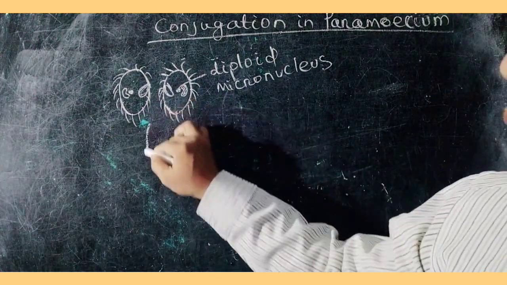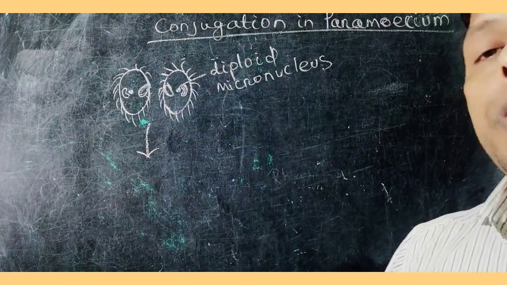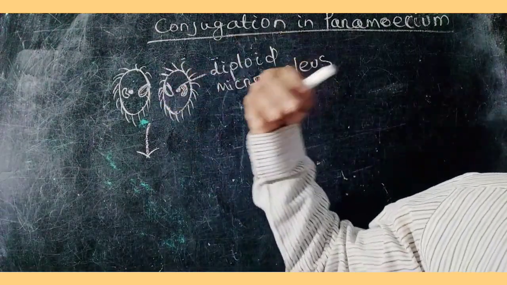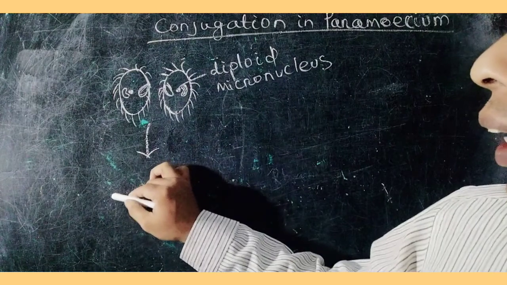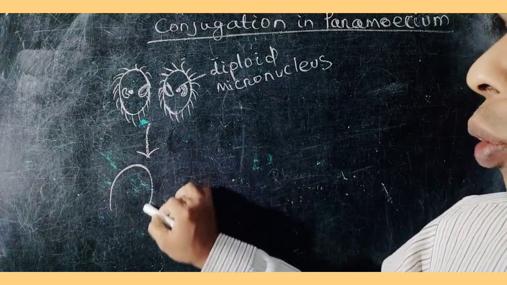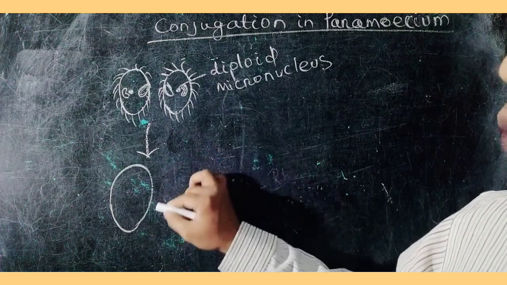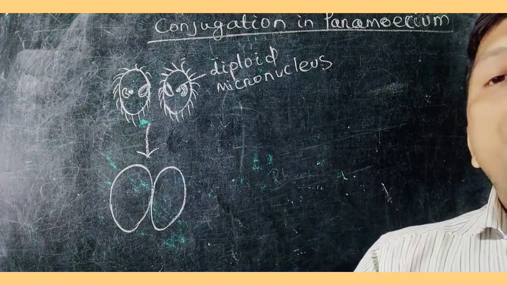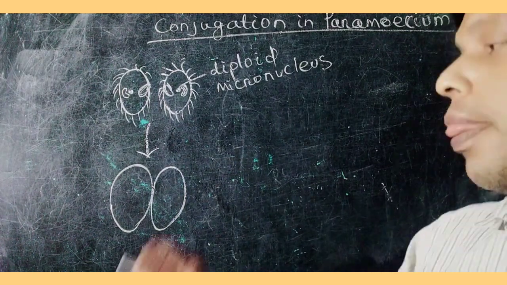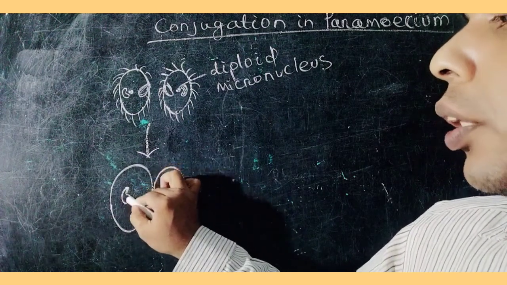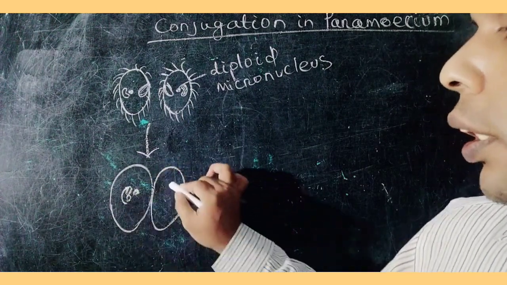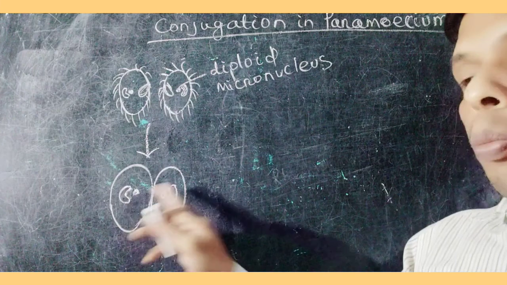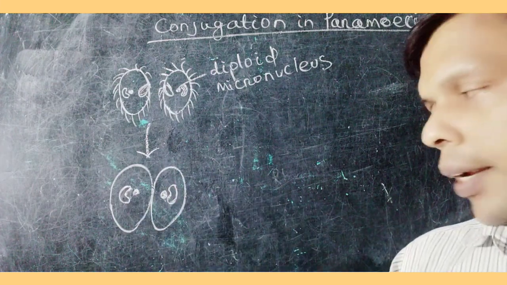What happens at the onset of conjugation? When two opposite strain Paramecium are available, they lose their cilia. The cilia are lost, the oral groove disappears, and the Paramecium come closer and attach by their ventral surface. This is the macronucleus, micronucleus. Here also macronucleus, micronucleus. So both macronucleus and micronucleus are there.